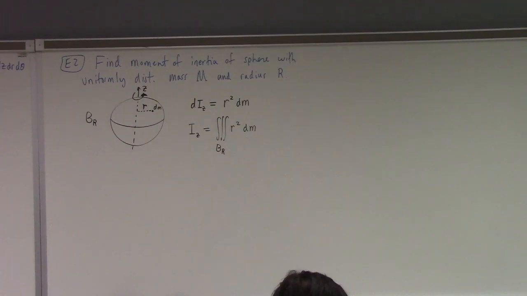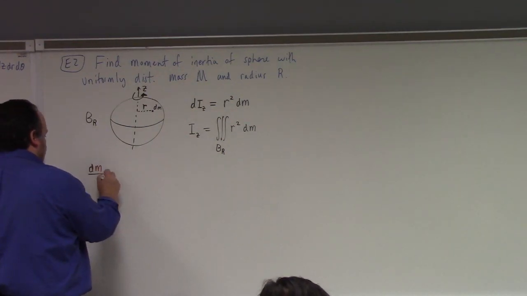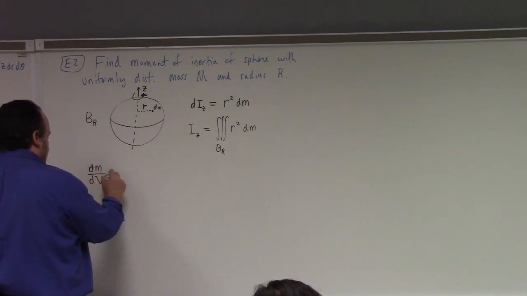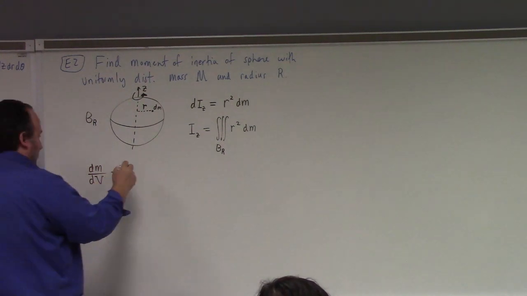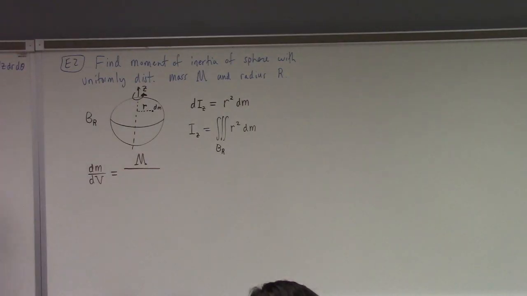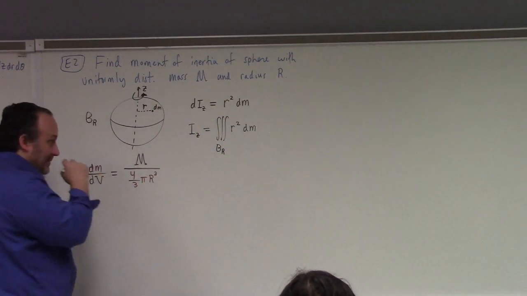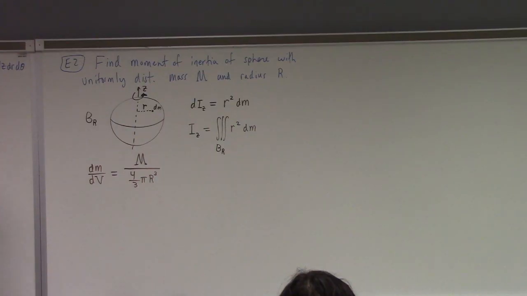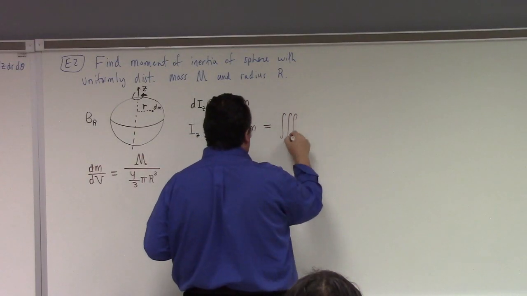Now dm, how do we understand that? Well, this is a uniform mass density, right? So we know that dm over dv, the mass per unit volume, if it's uniform, is equal to the total mass divided by the total volume. What's the total volume? Well, we worked that out the other day, right? The volume of a sphere is 4/3 pi r cubed, right?